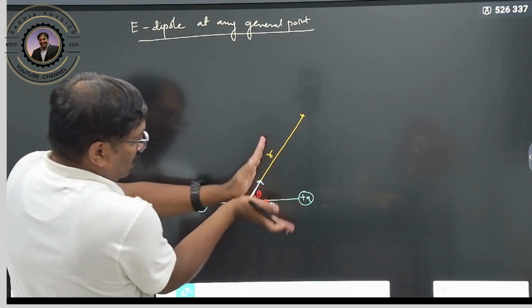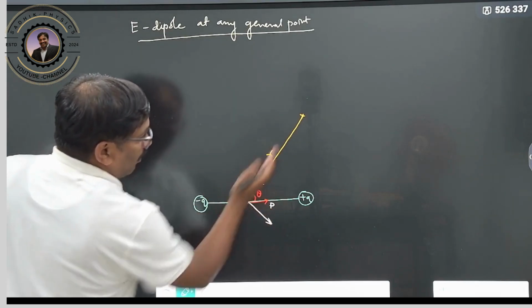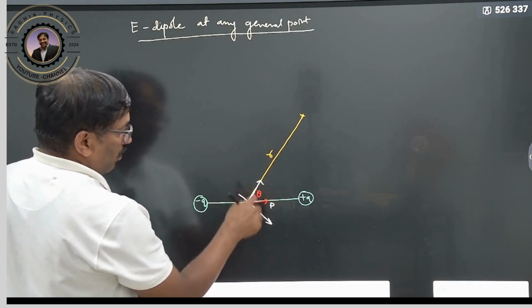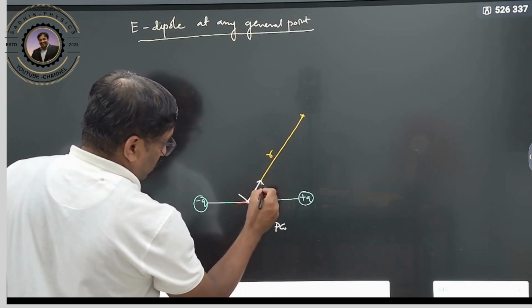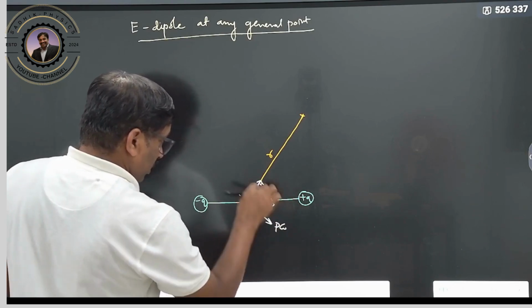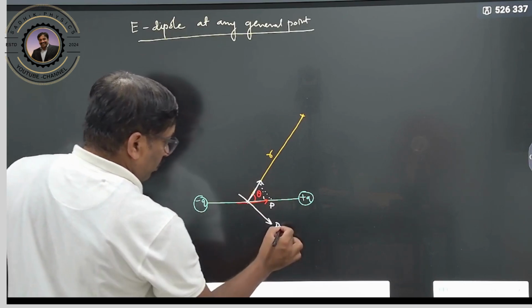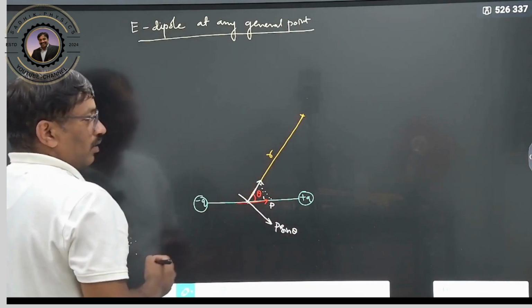So we can split this into two components. This one is perpendicular to this, which means it is along the equatorial line. So how much is this component? P, this is the opposite side, and opposite side means sine, so it is P sin theta. This is P sin theta along the equatorial line.